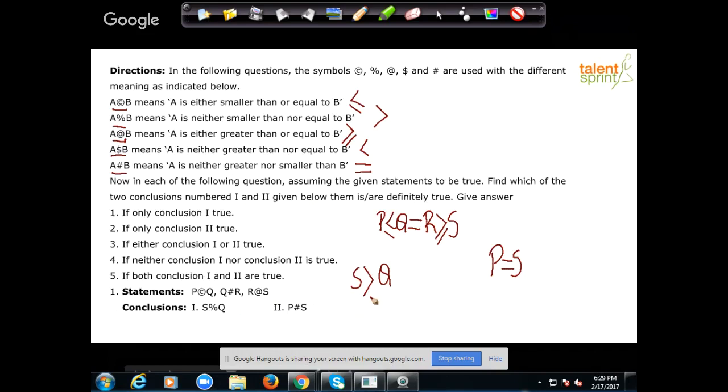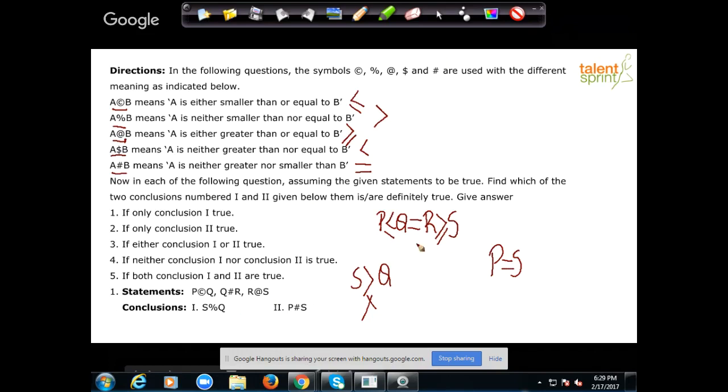Therefore, we know that here the option does not hold. Here this conclusion does not hold. Now, let us look at P is equal to S.